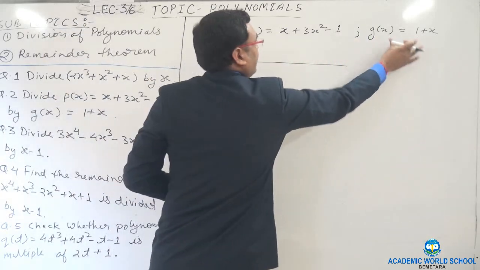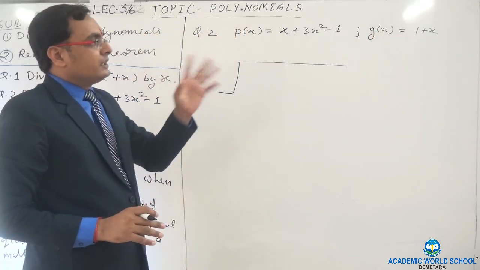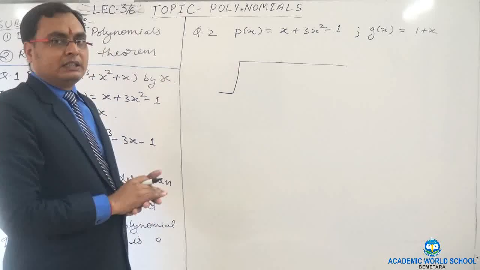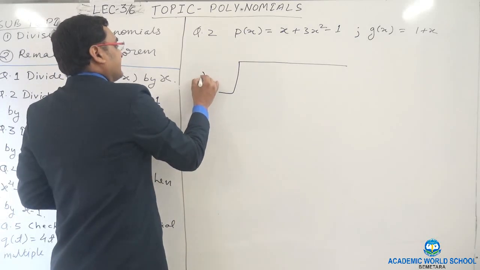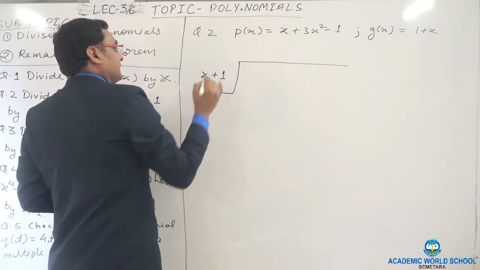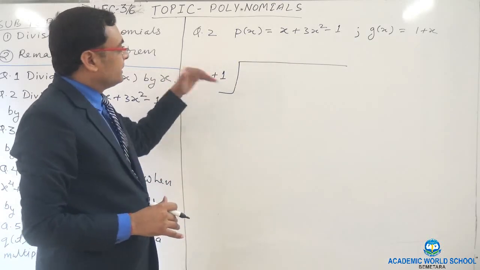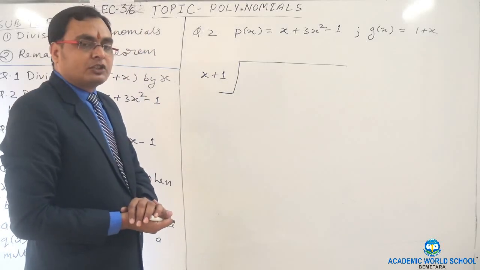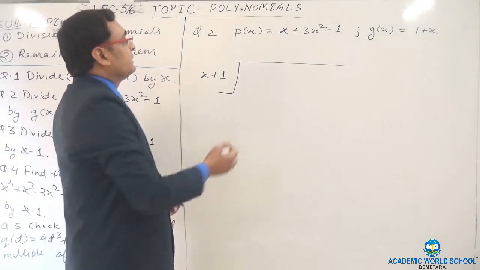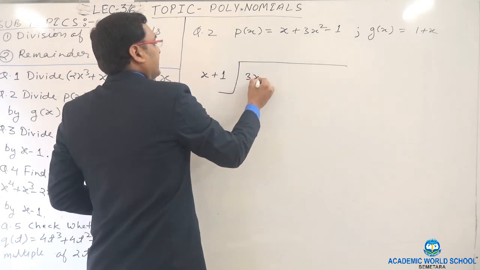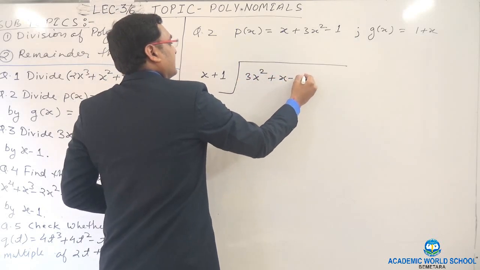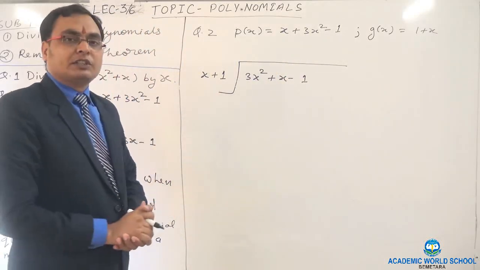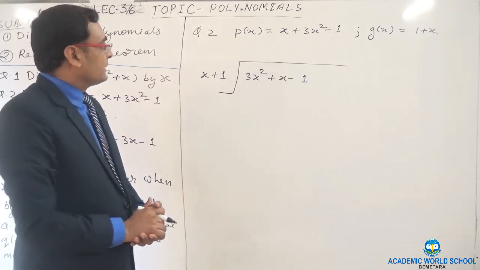First of all, this is our divisor, 1 plus x. We will write it in standard form, so the higher power will be first and the lower power second. So 1 plus x will be x plus 1, in decreasing order of their powers. Similarly, we will write this polynomial also in decreasing order of its powers. So it will become 3x square plus x minus 1. Now we can easily divide these polynomials as we have done earlier.